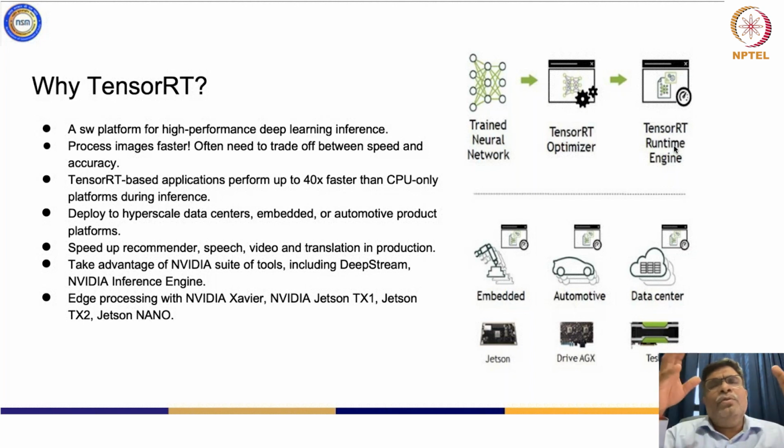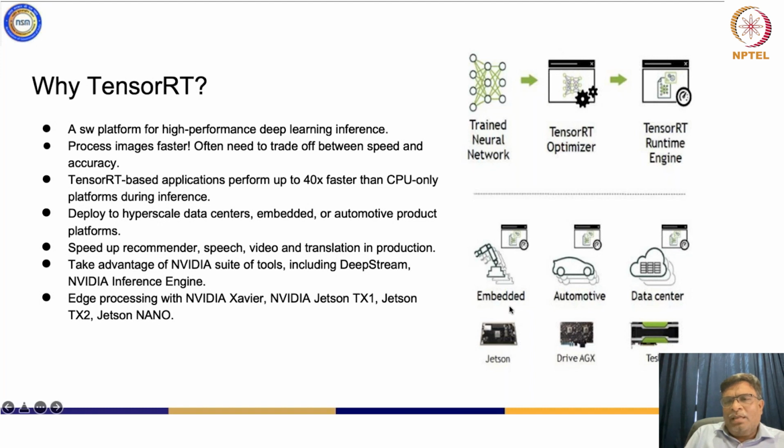So often you need to trade off between speed and accuracy, obviously, as we discussed. TensorRT based applications perform up to 40x faster than CPU only platforms during inferencing. So if you have a TensorRT based application developed, it's going to perform 40x faster than just the CPU only platforms. You can deploy it to hyperscale data centers, embedded or automotive product platforms as shown here.